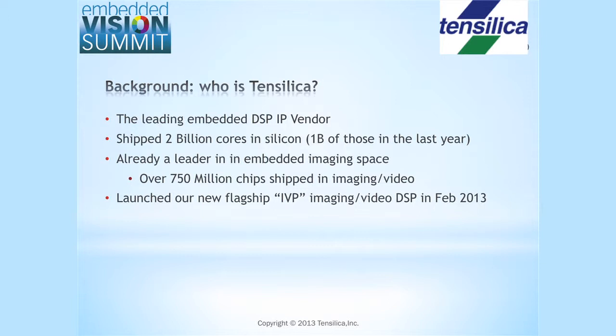We have been long active in imaging and video, though generally where customers were coming up with their own proprietary extensions to our Xtensa architecture. I think that translates ultimately into about 750 million cores out there in the field today, Xtensa cores used in digital cameras, printers, and video subsystems doing imaging stuff. And just a few months ago, we launched IVP, which is a general purpose, highly parallel image, video, vision DSP for this class of applications.